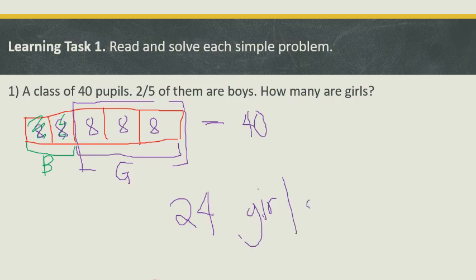Kung 24 ang girls, ilan ang boys? So, dalawang hati lang ang boys. Kung makikita nyo dito, dalawang hati lang siya. So, 16 lang ang boys.